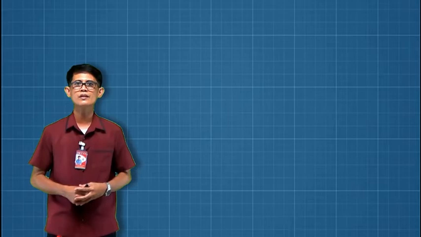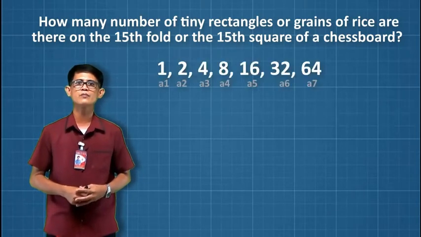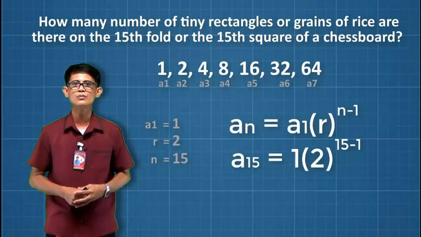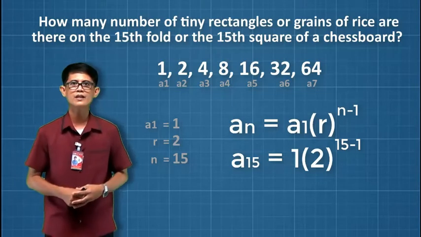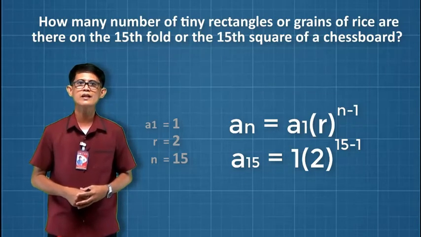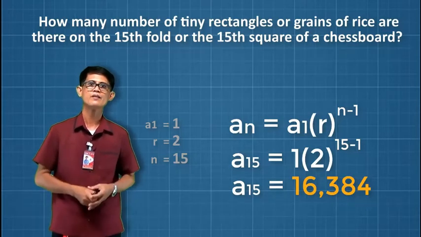Going back to our question, how many tiny rectangles or grains of rice are there on the 15th fold or the 15th square of a chessboard? So the first term, a sub 1, is 1. The common ratio, r, is 2. Our n is 15. So a sub 15 equals 1 times 2 raised to the power of 15 minus 1. Simplifying 1 times 2 to the power of 14, we finally get 16,384 grains or small rectangles. Wow, what a jump! That's it.